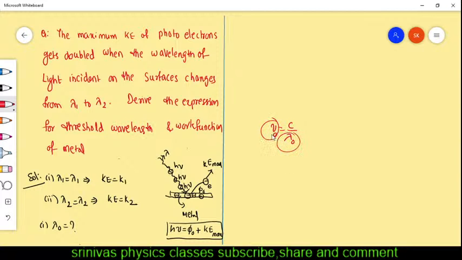When you know the threshold wavelength, you can find the threshold frequency. When you know the threshold frequency, you can find the threshold wavelength. Out of these two unknowns, if anyone is known, the other one we can find easily. Right? Lambda naught is the threshold wavelength. The second question is: what is the work function? Work function is phi naught.